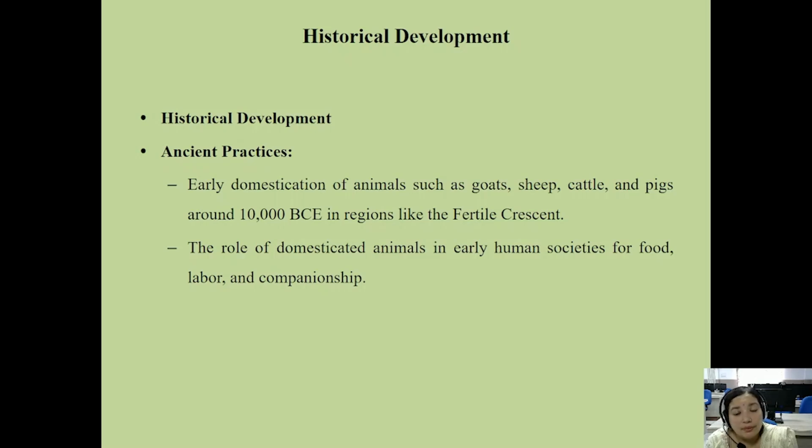That is the ancient practices of animal husbandry, the early domestication of animals such as goats, sheep, cattle and pigs for domestic purposes. The role of domestic animals in early human societies was for food, for labor, and for companionship. We used cows, buffaloes, dogs, cats, pigs, goats, sheep and cattle at our home.